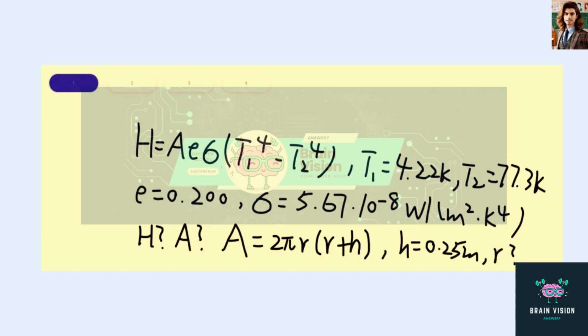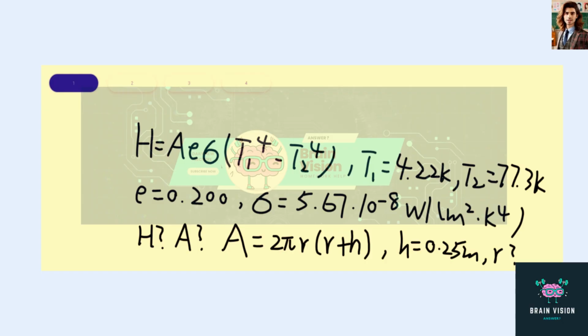So in order to determine the value of the net heat radiation, we need to find out the value of the surface area. There's the equation for the cylindrical surface area, which is A equal to 2 pi r times r plus h. We know the height h is 0.25 meter. What's the radius here?